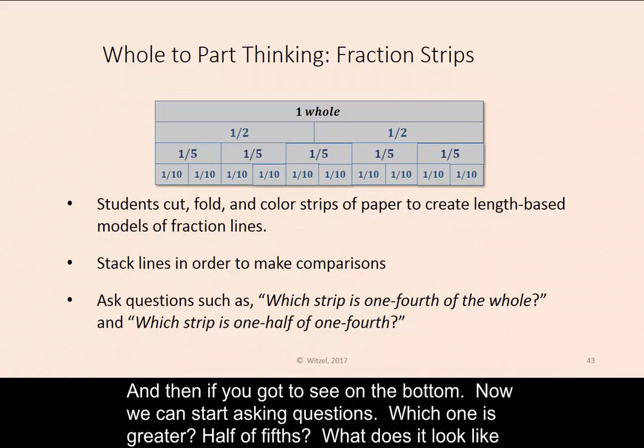Which one's greater, half or fifths? What does it look like when I say a fifth of a tenth? And start seeing what they can come up with.